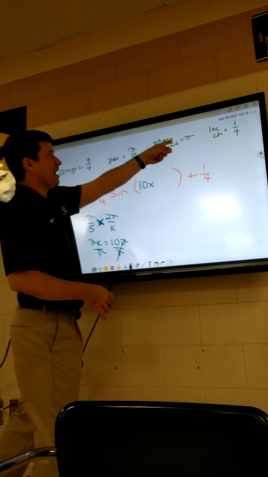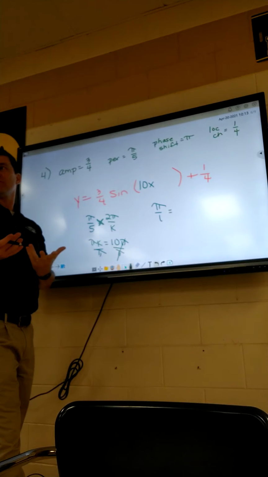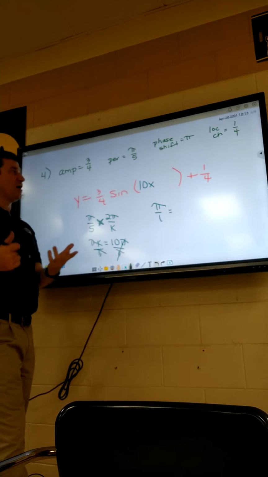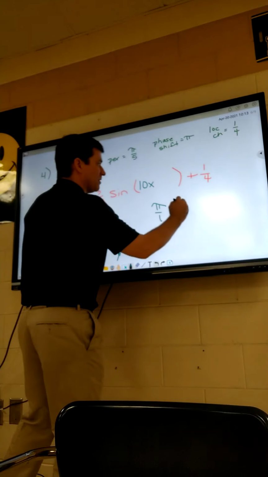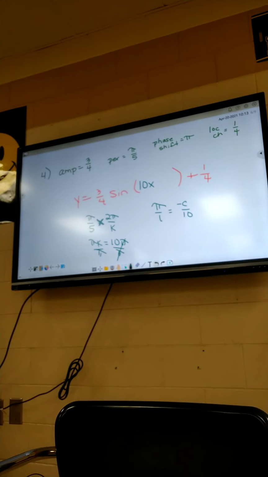Bring down the phase shift, pi over 1. What do I set it equal to? All right, Banner, it's negative c over k, which in this case would be negative c over 10. Y'all cross multiply and divide again, see what you get.